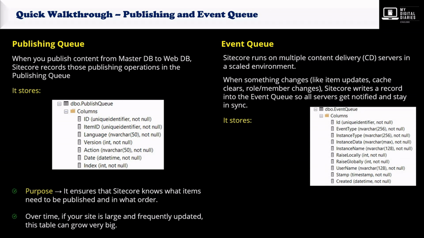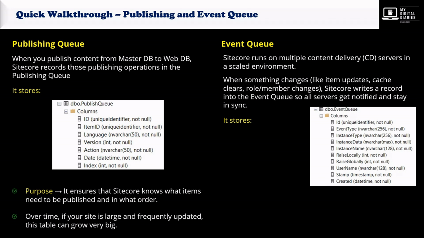If we check the event queue table, here is what is inside. First is ID, which is a unique identifier for each event. Then we have the event type, which tells us what type of event occurred. Then we have the instance type, which indicates what type of Sitecore instance triggered it. Instance data, which contains the detail of the event. Instance name, the name of the Sitecore instance that raised the event.